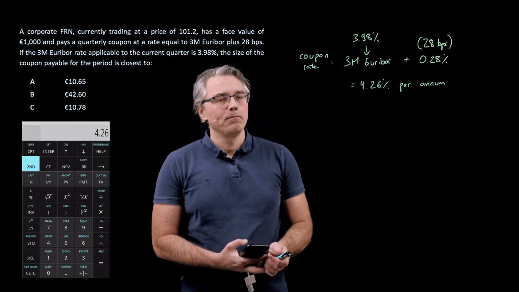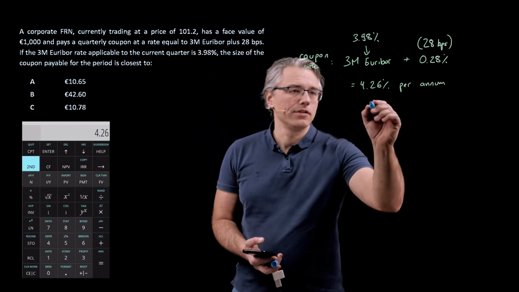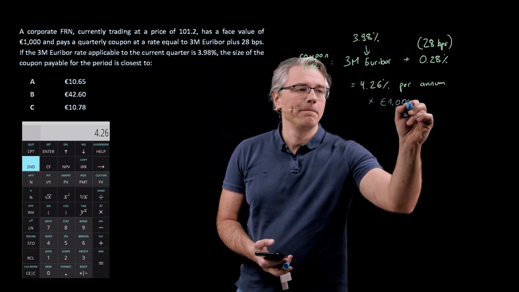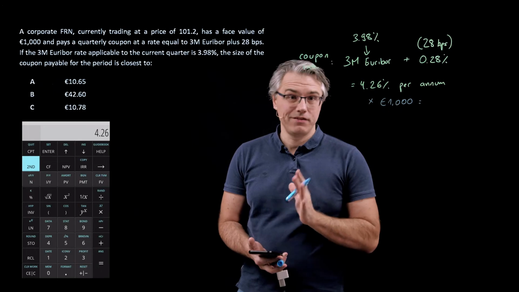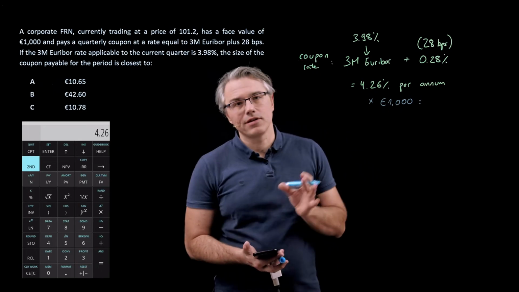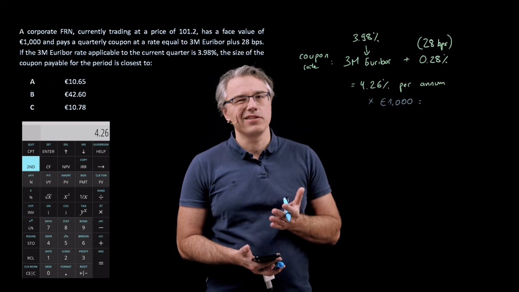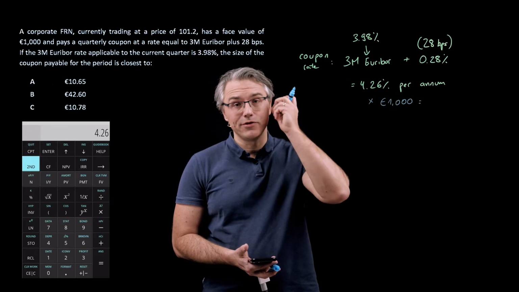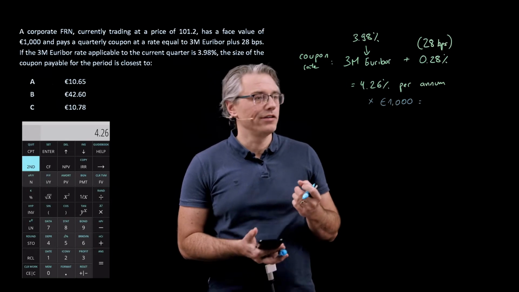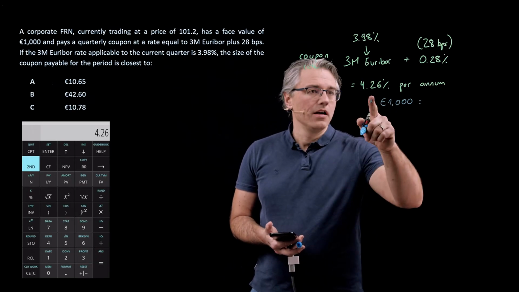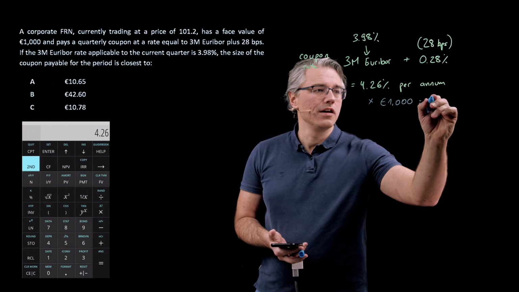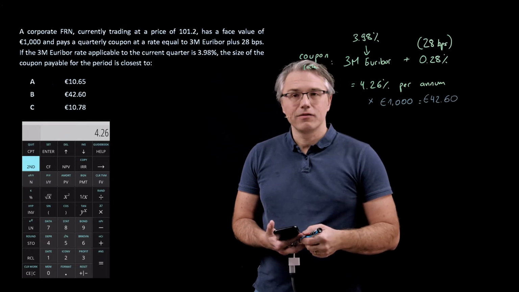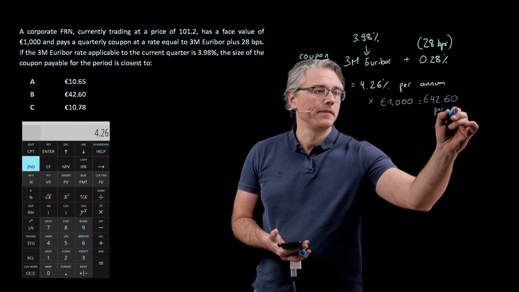So actually, maybe before I even do that, let me multiply, as always, by the principal amount. Be careful, don't multiply ever by the current price. The only time when you'd use the current price is if you were doing something like a current yield computation, which is something I'll show you in a moment. That's to do not with computing the coupon size, but the yield, the rate of return on a bond. You'll see that in a moment. 4.26% times 1,000, that's obviously 42.60 euros, once again, per annum, per year.